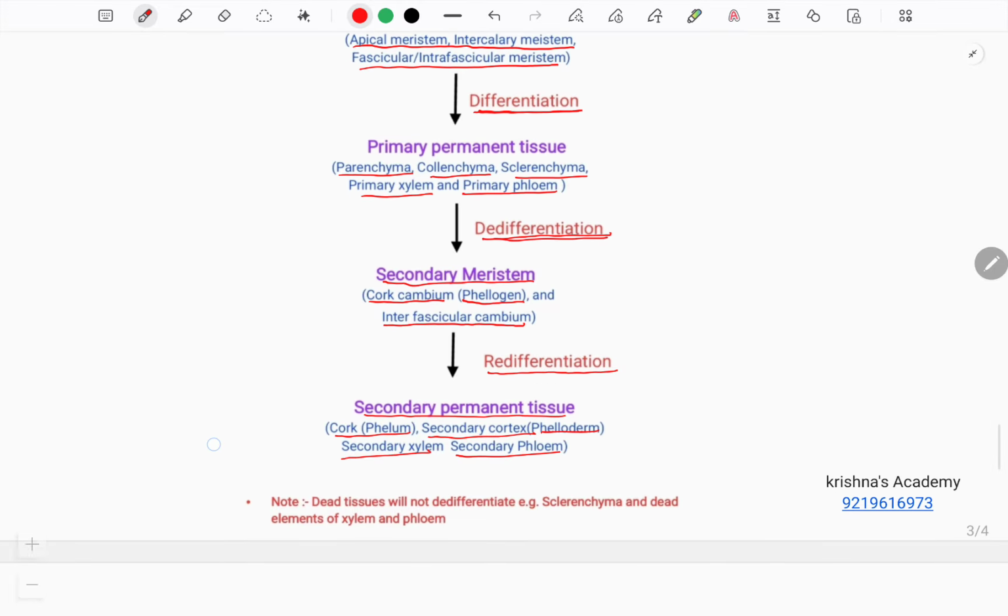And note, this is very important, that dead tissue will not de-differentiate. For example, sclerenchyma, and dead elements of the xylem and the phloem. The main example of tissue which de-differentiates is parenchymatous tissue, because the cells are living and complete. All living and complete cells have the capacity to form the secondary meristem, and this property is also used in tissue culture. De-differentiation is the most important step of tissue culture.